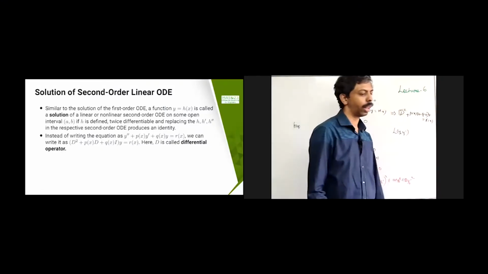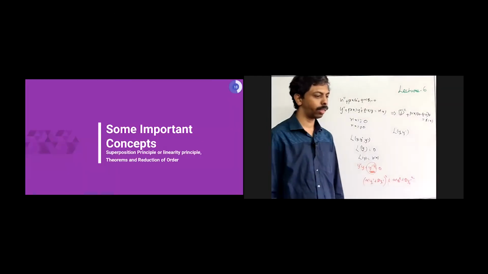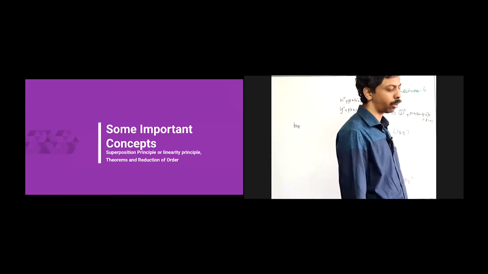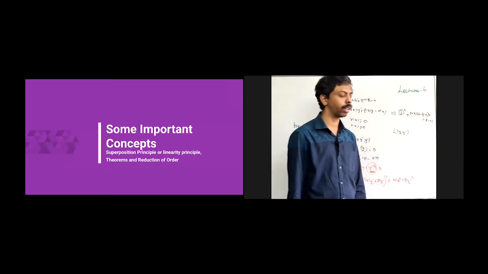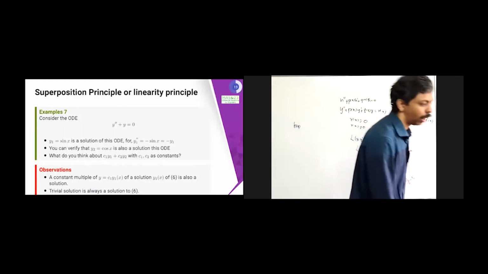Now next, we are going to see some of the important concepts of the second order linear ODE. One is called the superposition principle or linearity principle. Another is some theorems, and then reduction of order. Okay, so let us see that. First, let us see the examples.